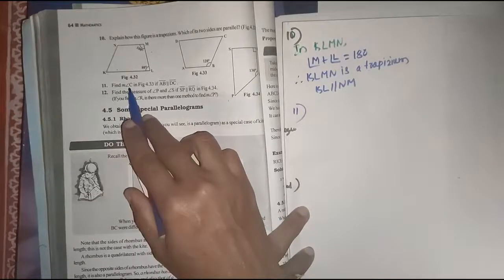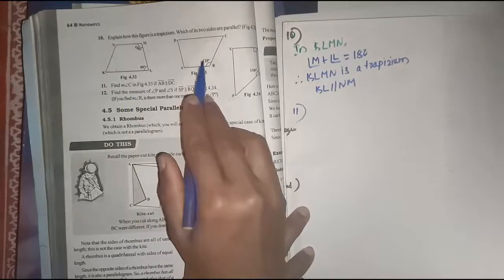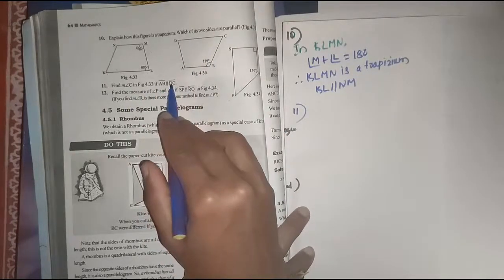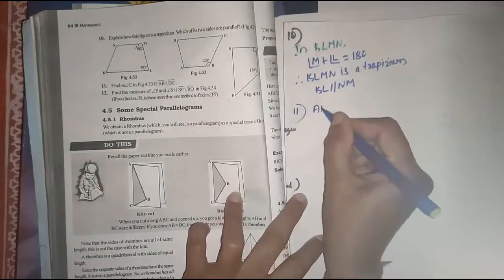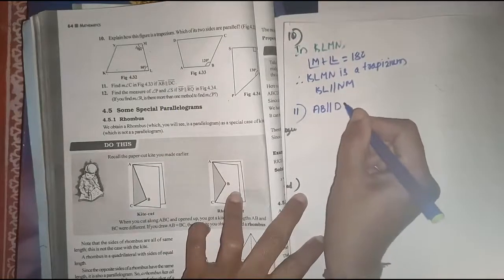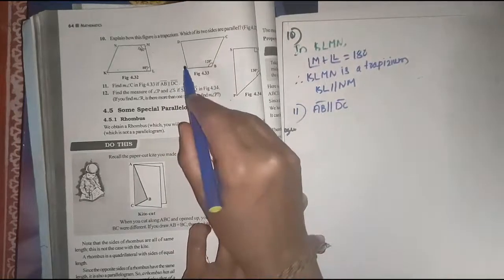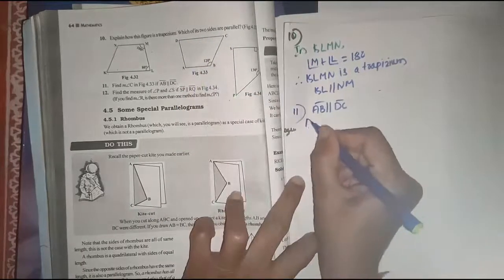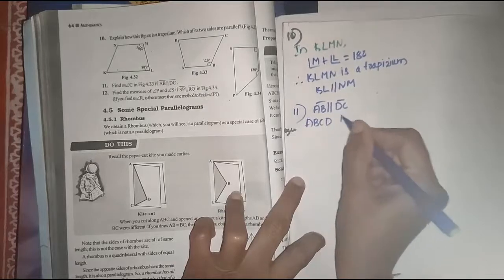find the measurement of C in the figure. So in this figure we need to find out the measurement of C if AB is parallel to CD. Okay, they have given AB is parallel to DC. So here AB is parallel to DC, then these two are parallel, which means ABCD is a trapezium.